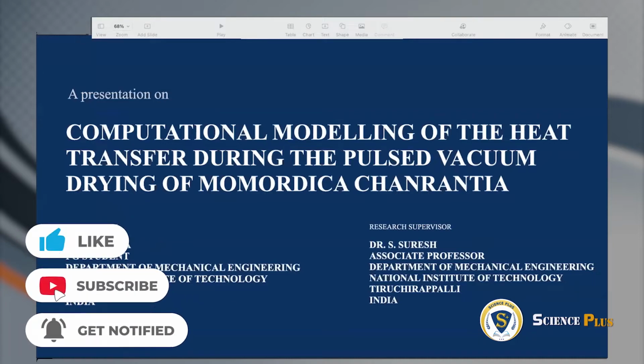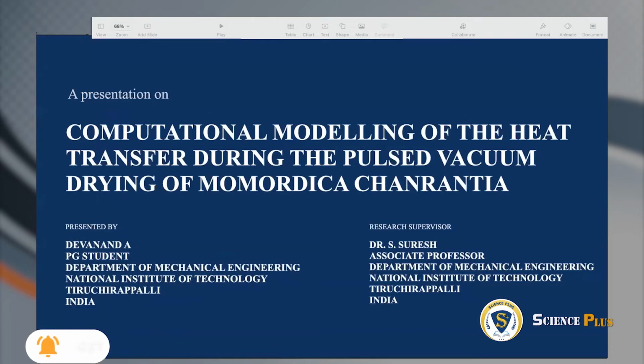I take immense pleasure to share with every one of you a part of my research that I had done under the guidance of Dr. S. Suresh, Associate Professor, Department of Mechanical Engineering, NIT Trichy. The title of this presentation is Computational Modeling of the Heat Transfer During the Pulsed Vacuum Drying of Momordica charantia. So let me start my presentation now.